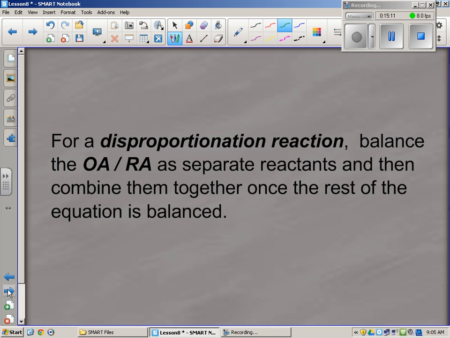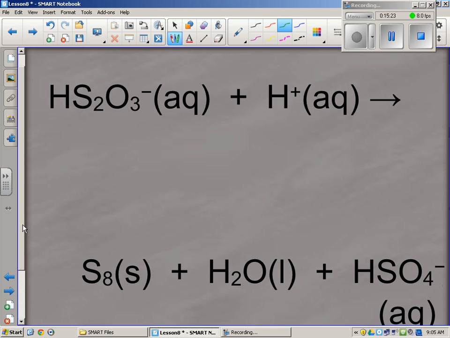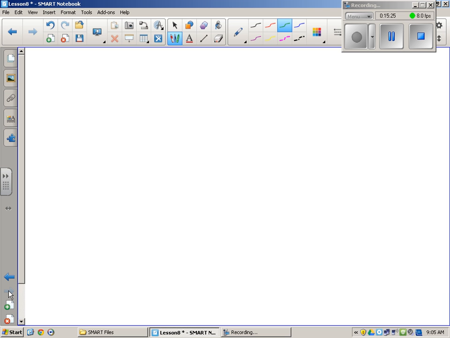Okay. Now, last one here. Disproportionation reaction. The OA and the RA as separate reactants, and then you're going to combine them once the rest of the equation is balanced. So for the last one here, the OA and the RA are the same thing. That's disproportionation. We know that. Okay.